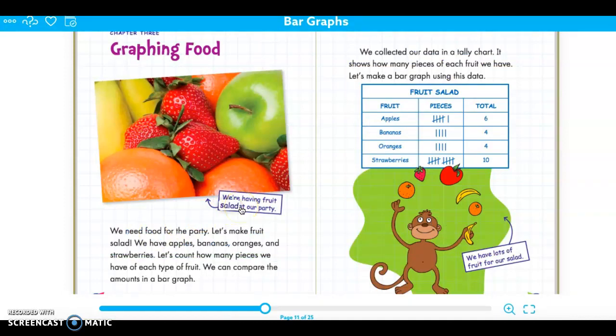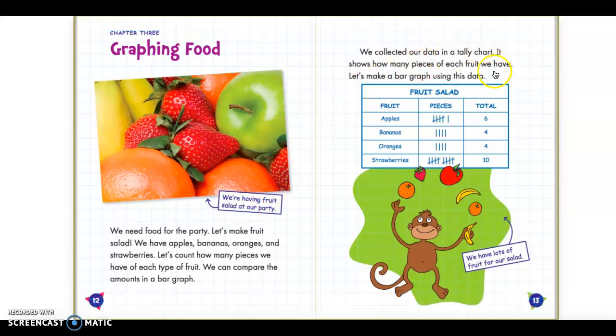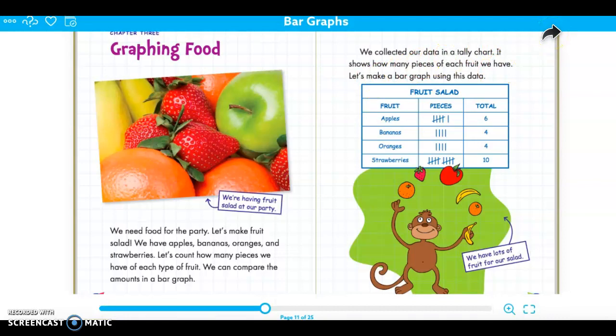Chapter 3, Graphing Food. We need food for the party. Let's make fruit salad. We have apples, bananas, oranges, and strawberries. Let's count how many pieces we have for each type of fruit. We can compare the amounts in a bar graph. We collected our data in a tally chart. It shows how many pieces of each fruit we have. Let's make a bar graph using this data.